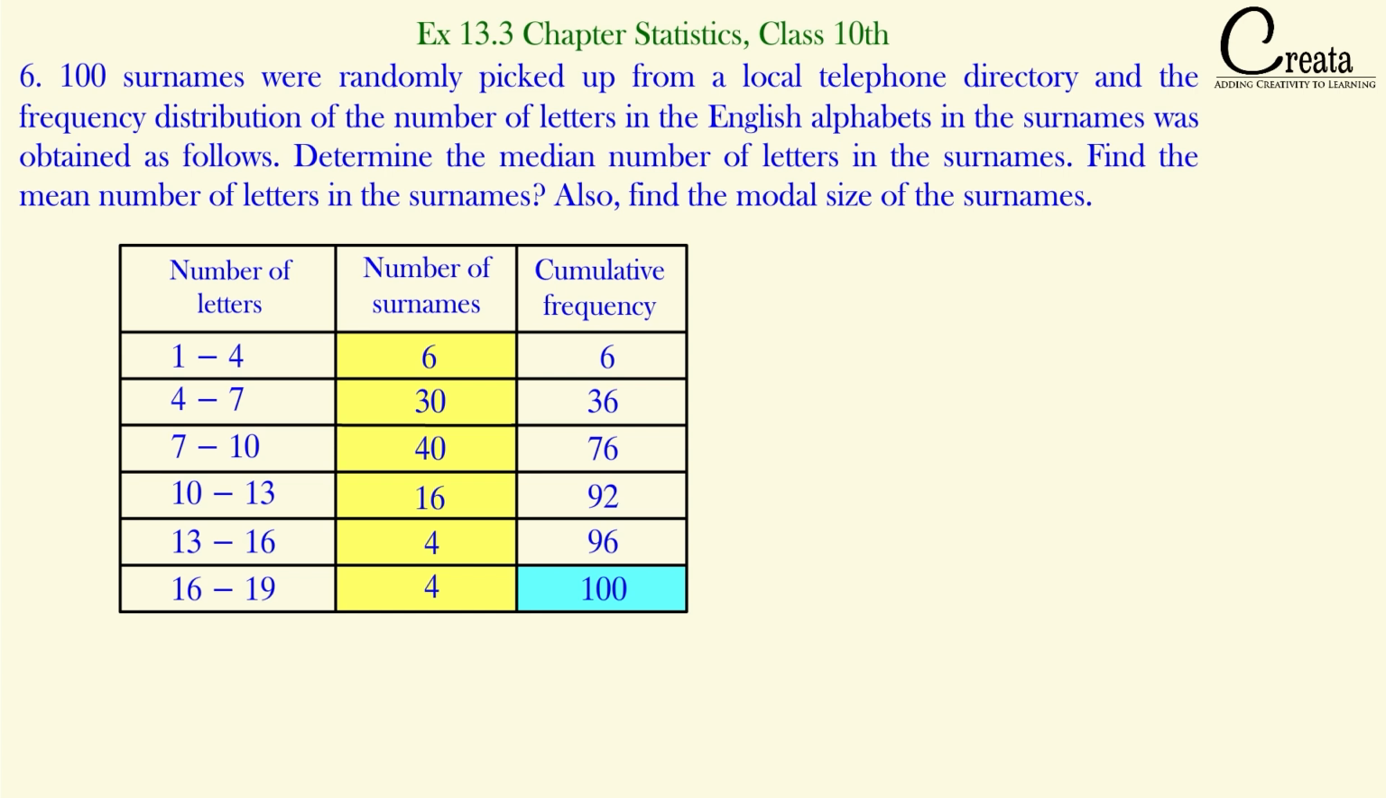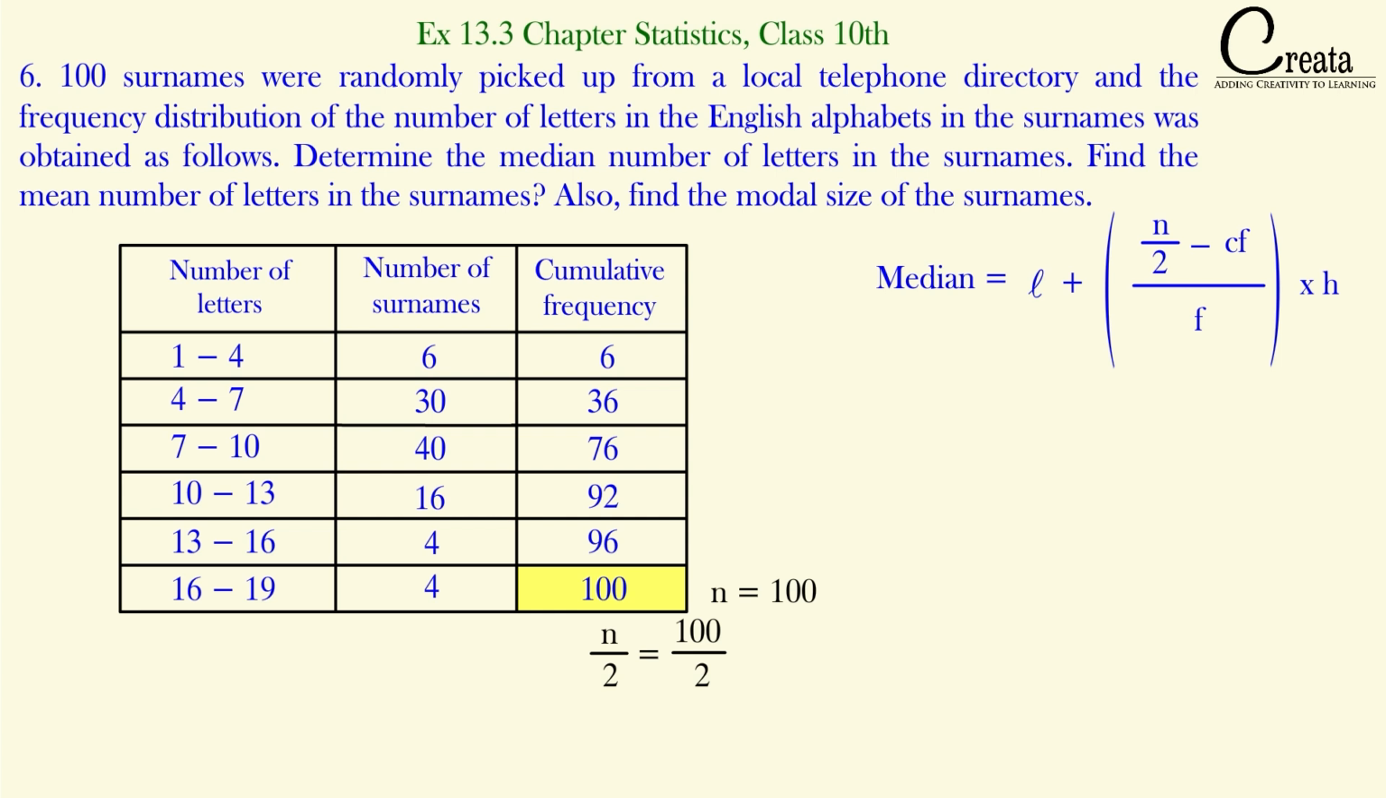You can also cross-check in the question. The data is given regarding 100 surnames and the number of surnames is the frequency. So our calculation of the cumulative frequency is exactly correct. 100 and 100 are matching. Further, this is the formula of the median. Our next step in calculating the median is finding n by 2. And n is 100. So n by 2 is 100 upon 2, which is 50.